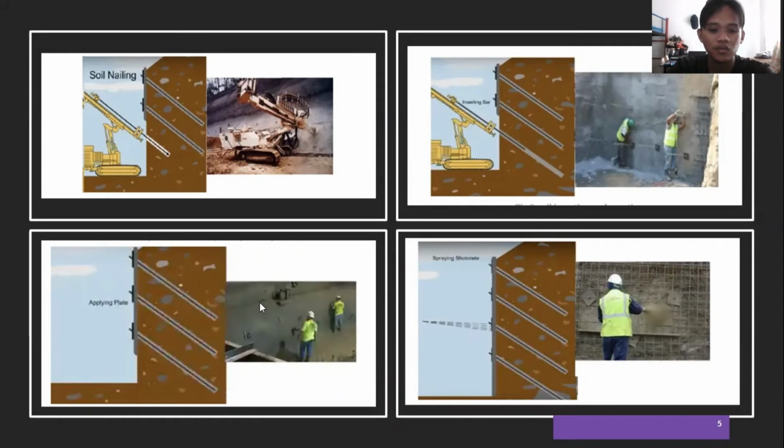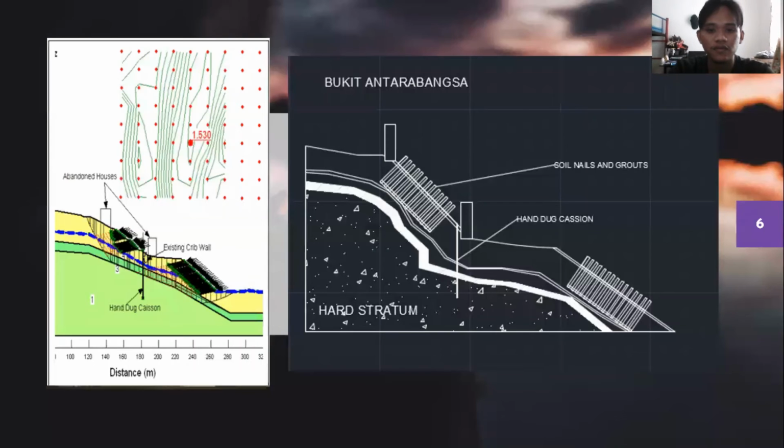And after applying the plate, we also put on the pressure grout to make sure the steel becomes tighter than before. So this is the final result, which is our drawing, our sketch of the usage of these two techniques: the soil nail and the hand duction with 30 meter length until it reaches the hard stratum.